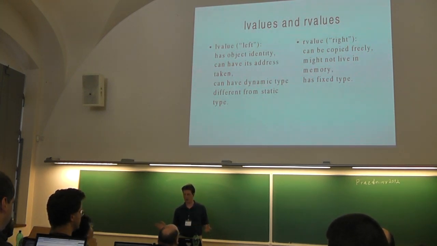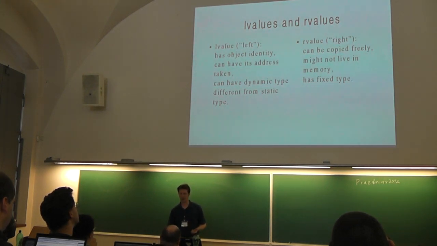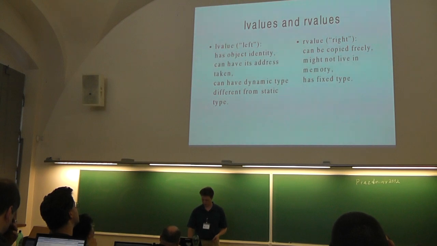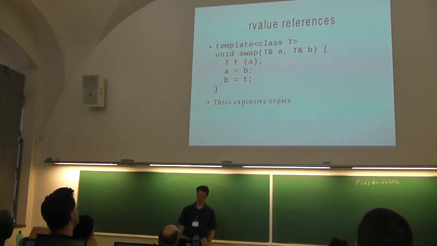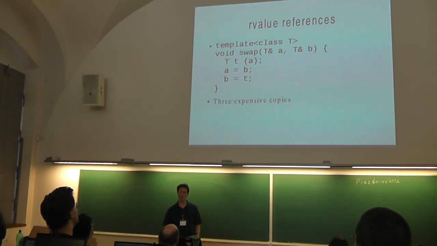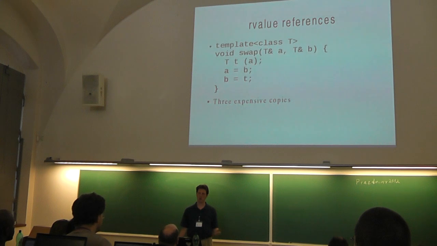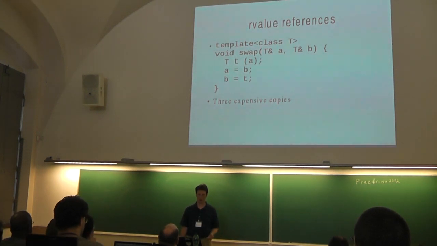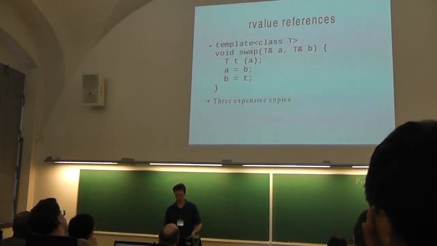An R value has no object identity, so you can copy it around as much as you want. And it might not live in memory. And it can't have a dynamic type that's different from its static type. Now, a lot of people who were writing C++ containers were complaining that it was difficult to get good performance when you're passing a container around. Either you had to pass it around by pointer, in which case you had to deal with ownership, or you ended up copying everything over and over.